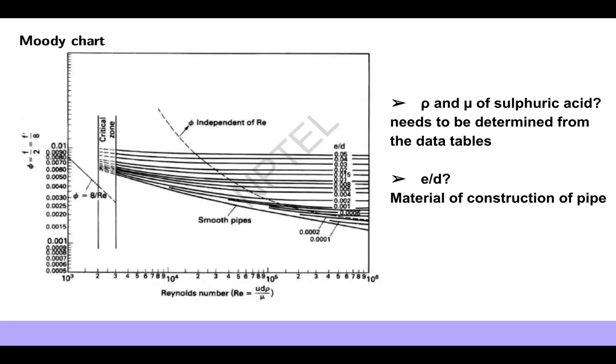So basically, the Reynolds number has two factors: the density and the viscosity of sulfuric acid, which have to be determined from the tables. And then we have the e by D. That is the roughness factor, which is also a property of the pipe. So that will also be given to you in the question, or else you'll have to take it from the literature.